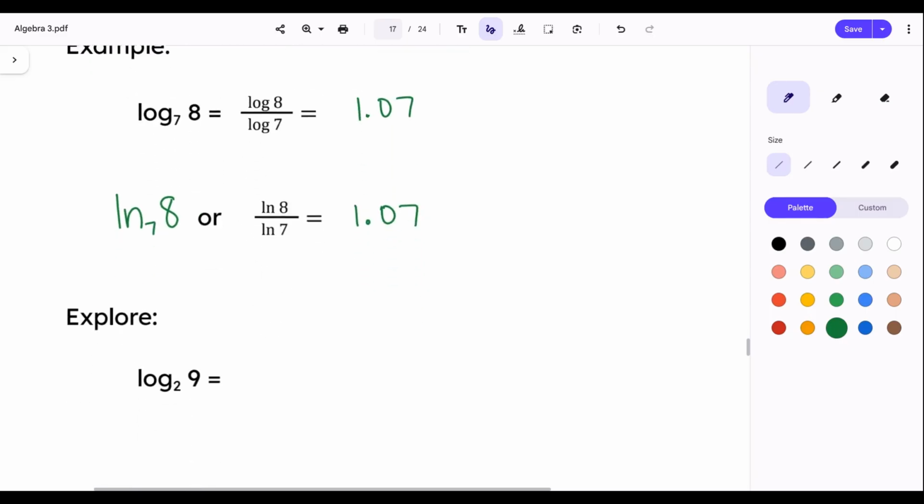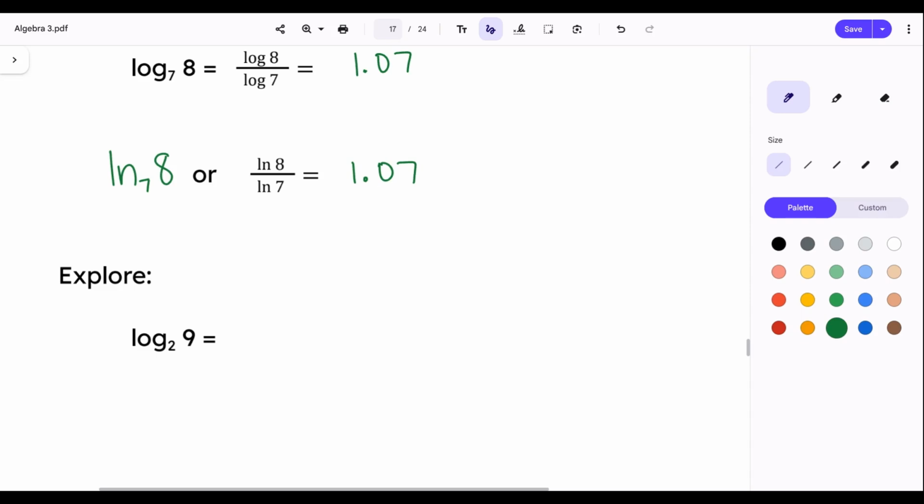Okay, so how would you guys split apart this one? What would it look like if you split it into the fraction? Yeah, log 9 over, good, log 2, big 2. And then you would just type that on your calculator. So go ahead and do that and tell me what you get. Yeah, go ahead and round it out to 2 decimal places like I did. .17. Good. Okay. Any questions on that last property, change of base?